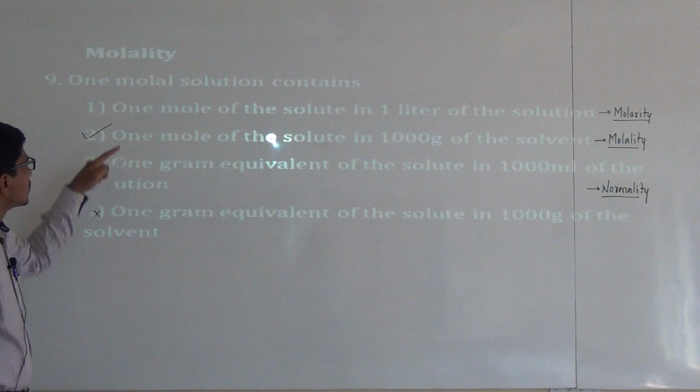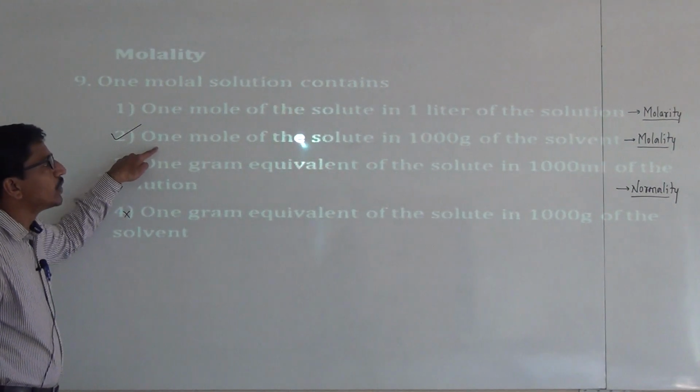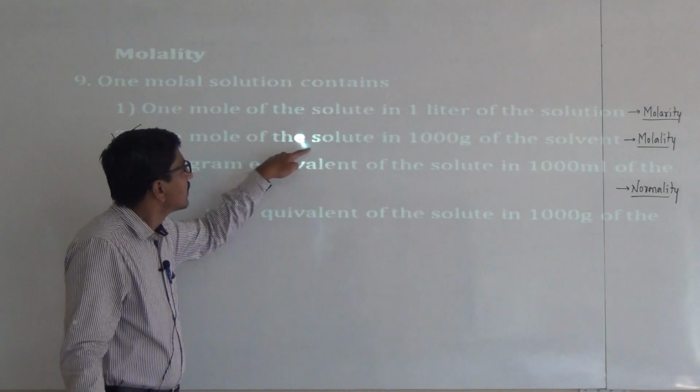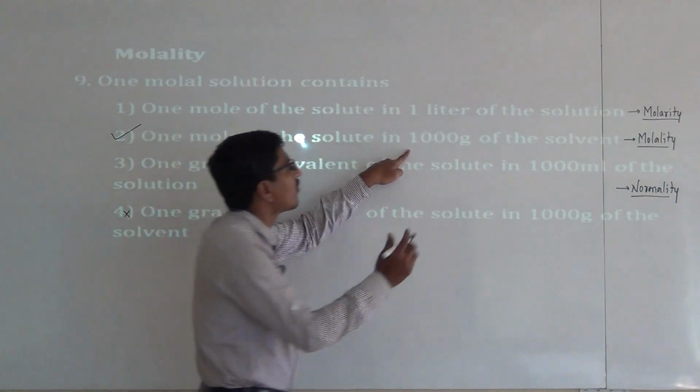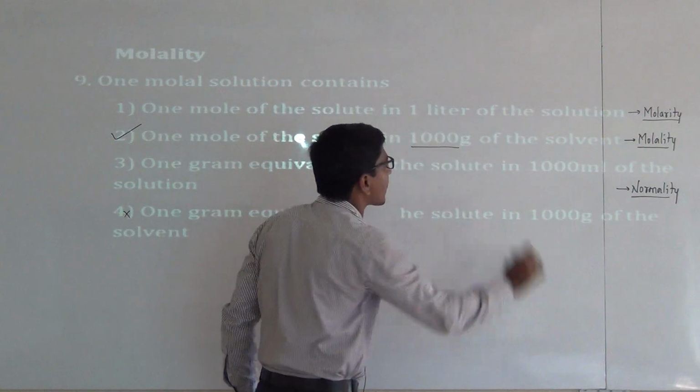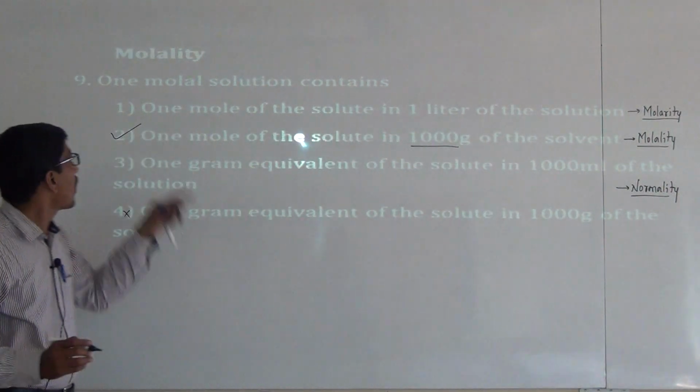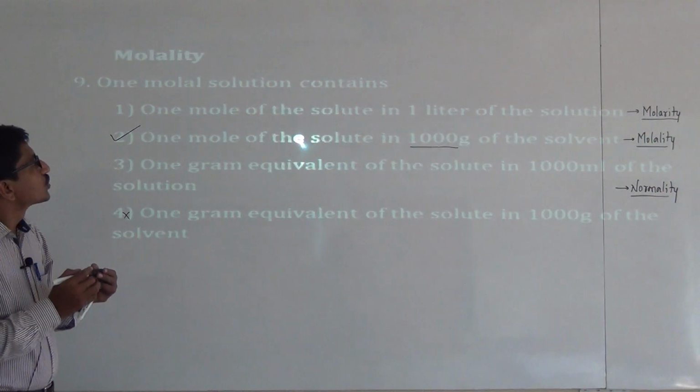The correct statement for 1 molal solution is the second one. 1 molal solution is nothing but 1 mole of solute in 1 kg or 1000 gram of the solvent. The second statement is the correct statement.